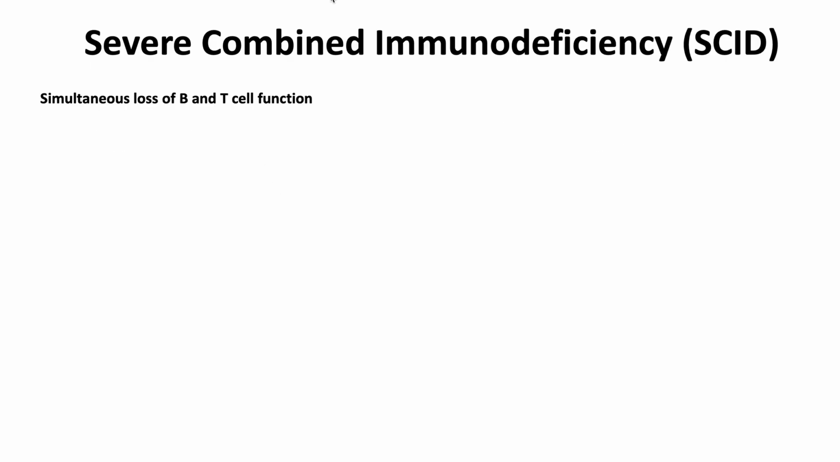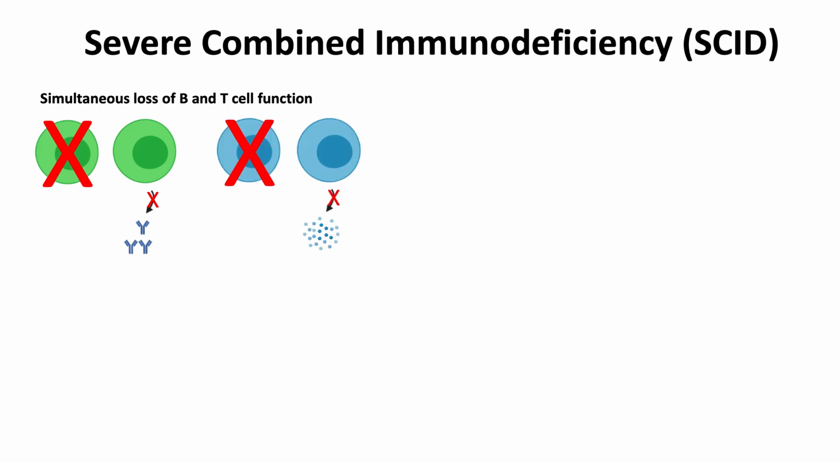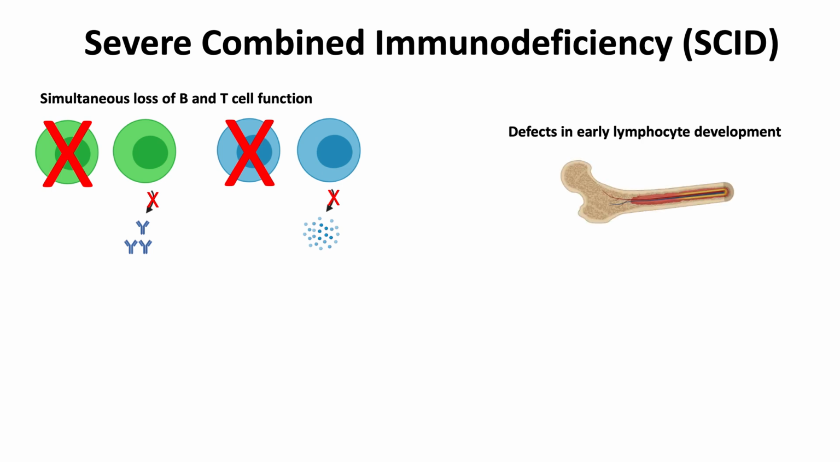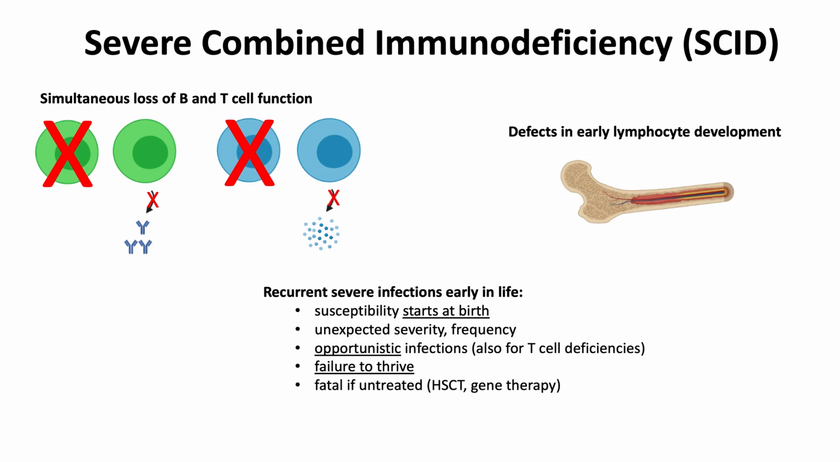So first, we're going to start with severe combined immunodeficiency, or SCID. This is a simultaneous loss of B and T cell function. Now, this is just meant to be a picture of a B cell lacking antibody responses or a T cell lacking the ability to make cytokines or exert other effector functions. And this is often a disease that results from defects in early lymphocyte development.